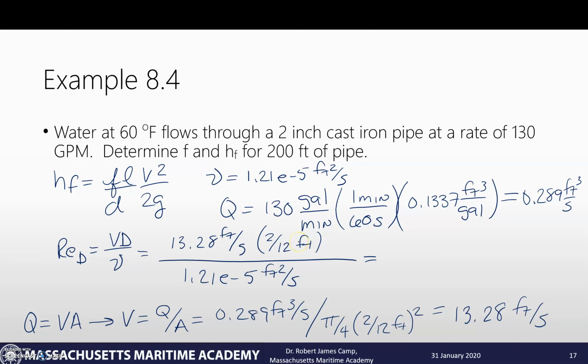We have feet that are going to cancel out. Feet squared on the top, feet squared on the bottom, second, unitless parameter. That's what I want. Reynolds number of 1.83 times 10 to the 5. Turbulent flow.